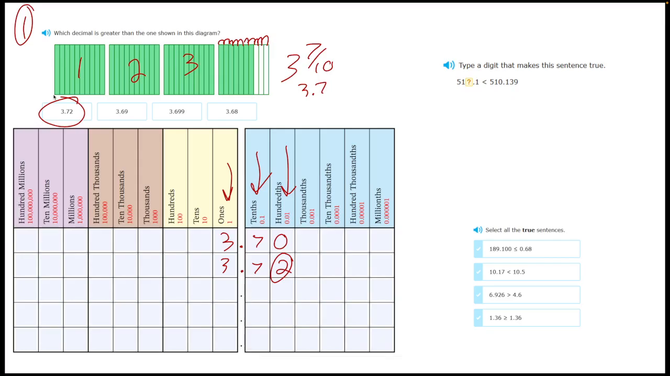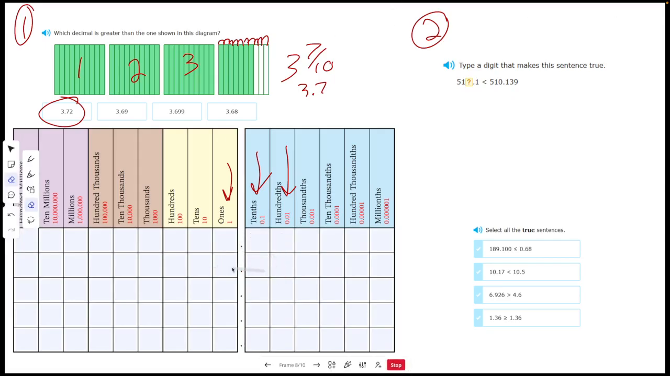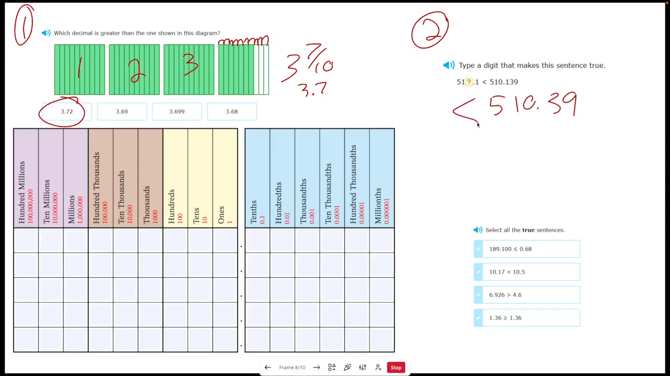All right, let's take a look at number 2 here. Type a digit that makes this sentence true. For these types of problems, there are lots of right answers, okay? So let's clean this up a little bit. They want to know what number would make this true. So for example, you have 510.39, and remember, the monster eats the bigger number. So they're saying 510.39 has to be bigger than whatever number you put here.